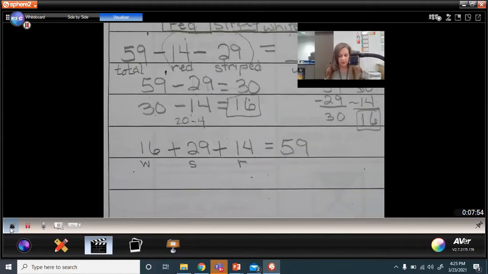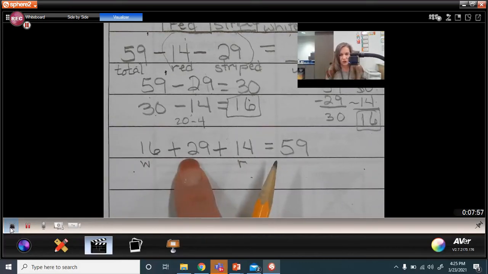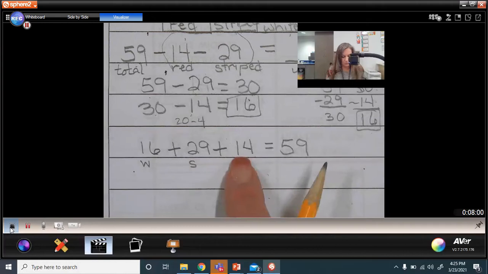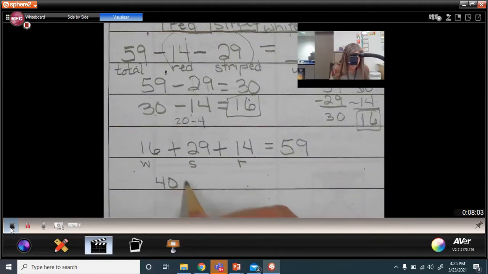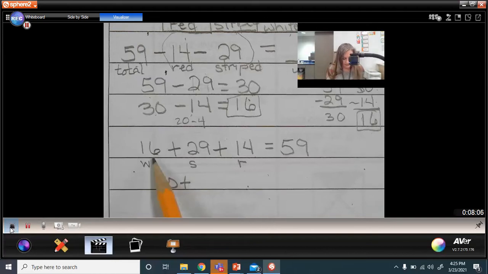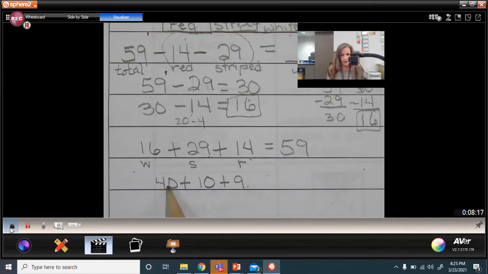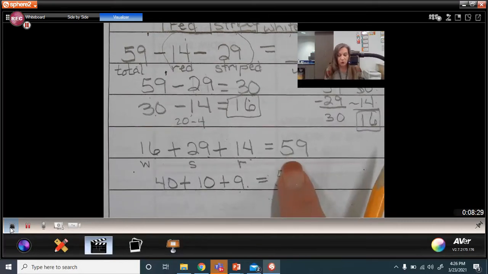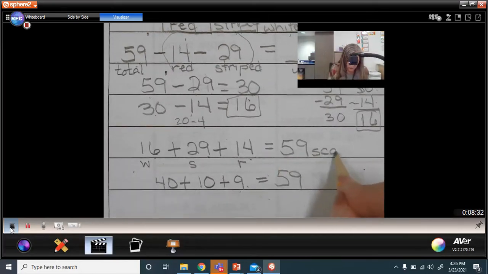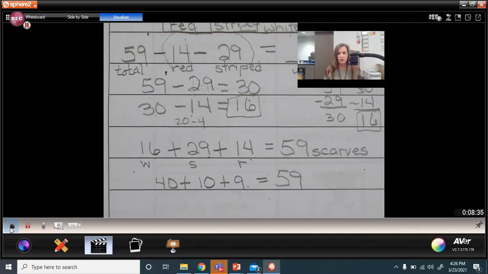Well, I'm going to check my work. So 10 and 20 is 30, and 30 plus 10 more is 40. Now, if I look at my ones, here's 6 and here's 4. 6 and 4 is another 10, and then I have this 9. So 40 and 10 is 50, plus 9 is equal to 59. So we did our subtraction correctly, and we checked it using addition to make sure that it added back up to the total. Again, these are all the scarves that she has in her closet, all of them.